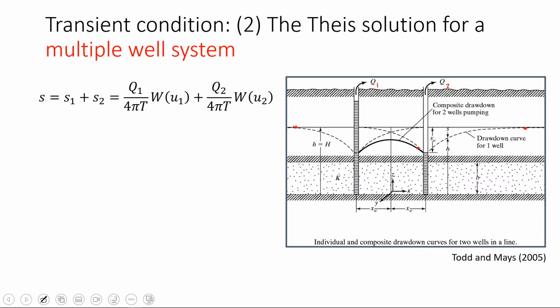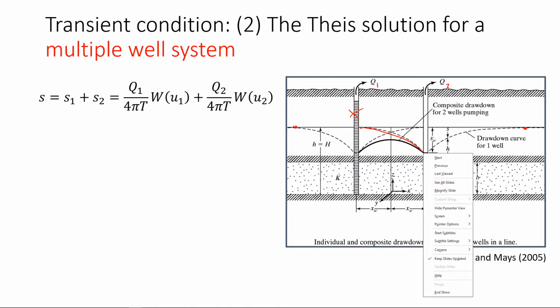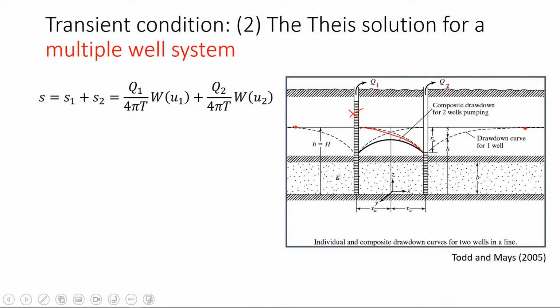Basically for this point, let's assume this well is not here. If this well is not here, then what would be the drawdown here? The drawdown here would be something like this. Now let's assume that the other well is not here. Then what would be the drawdown here? It would be something like this. So what would be the total drawdown? The total drawdown would be the drawdown from this well plus the drawdown caused by the other well. That's it, and that's how we got this point.